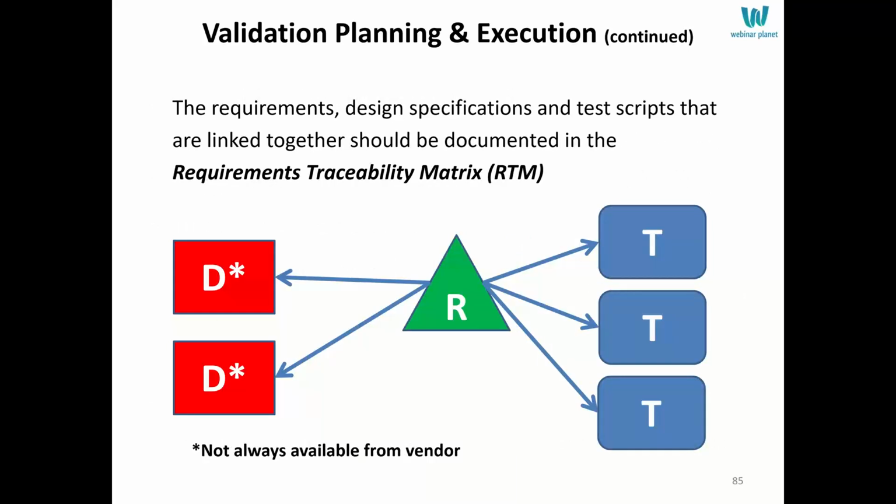And when you're done, you have a requirements traceability matrix. Now, back in 1983, we had design elements, and so they were included here. But these are no longer available in most cases from vendors. So what's really key is to focus on every requirement must have one or more test scripts associated with it. Your requirements traceability matrix is simply one column with each requirement listed, and in the second column, every test script associated with each requirement is listed next to it.